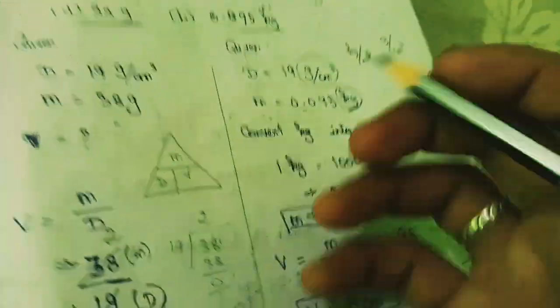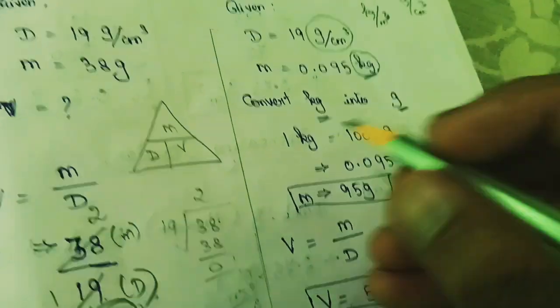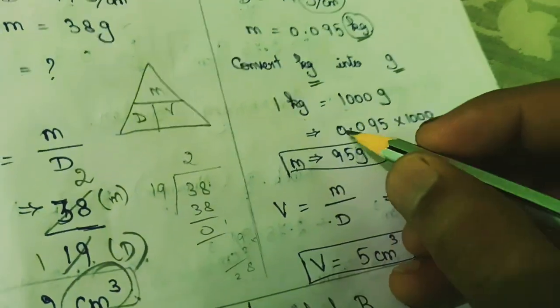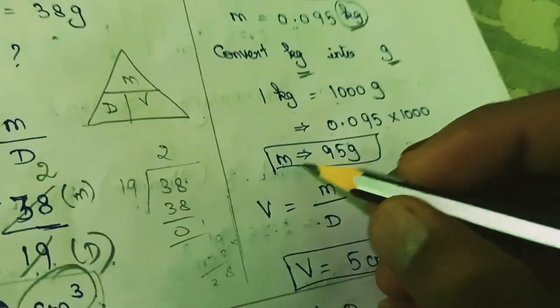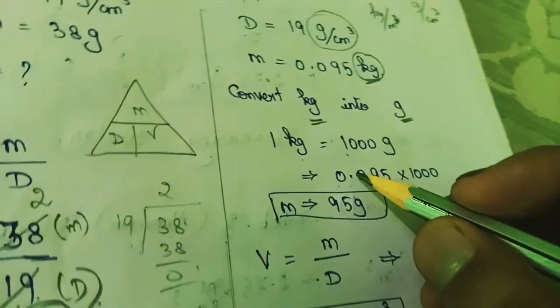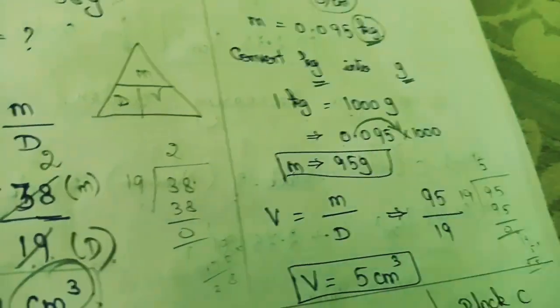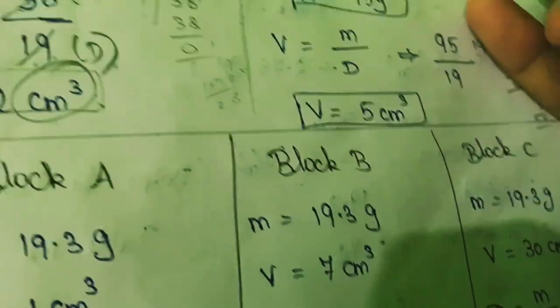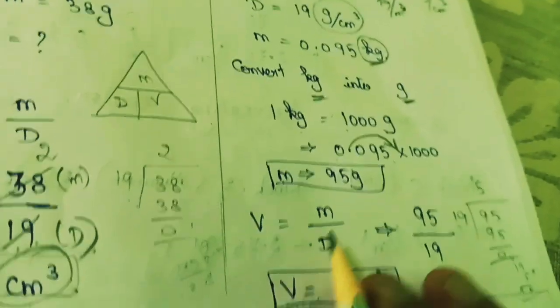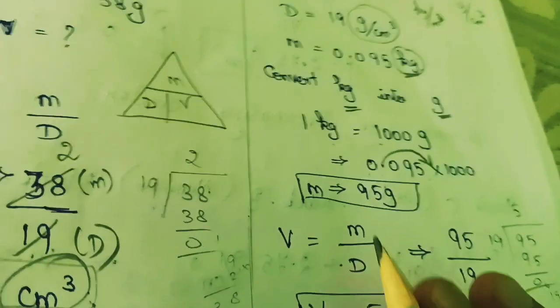But here it is a little change. So you are going to convert kilogram into gram. 1 kilogram is equal to 1000 gram, so you are going to multiply with 1000. 0.095 into 1000, so mass is equal to 95 gram. The point will go this side. Next we have to substitute now. So I have mass also, I have density also. So volume is equal to mass by density.